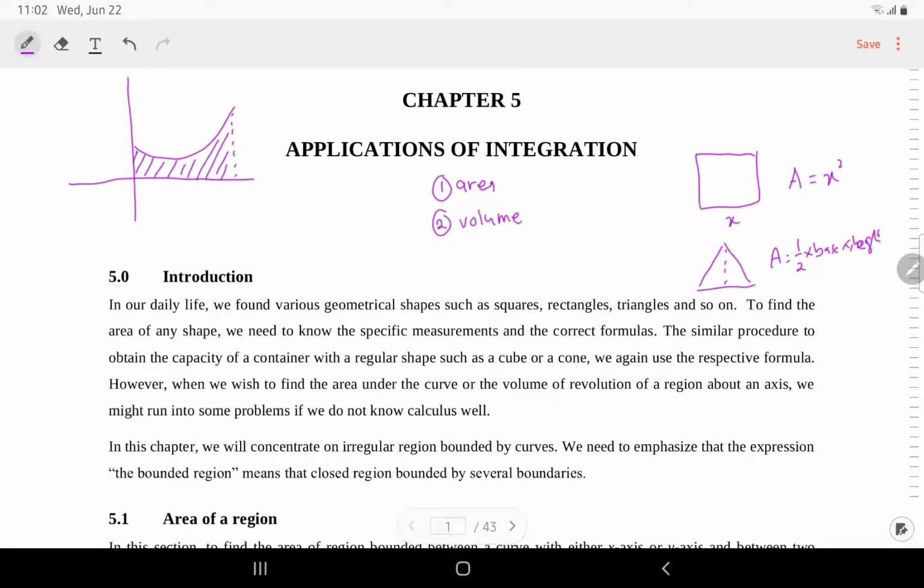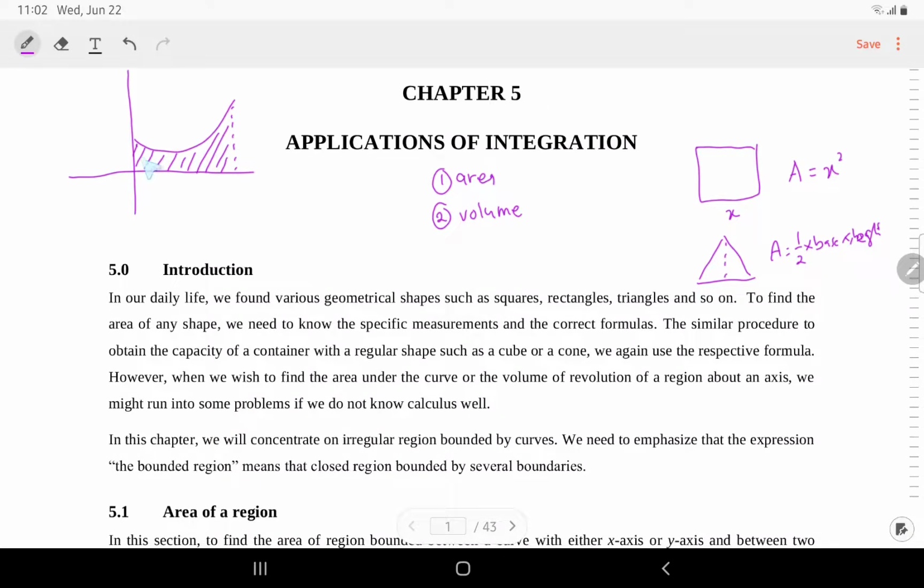Just now I mentioned the bounded region. A bounded region means a region like this shaded region. Bounded means closed on the left, right, top, and bottom. So this region is bounded by this curve, this straight line, and this straight line. That is what bounded means. So this region is a bounded region.